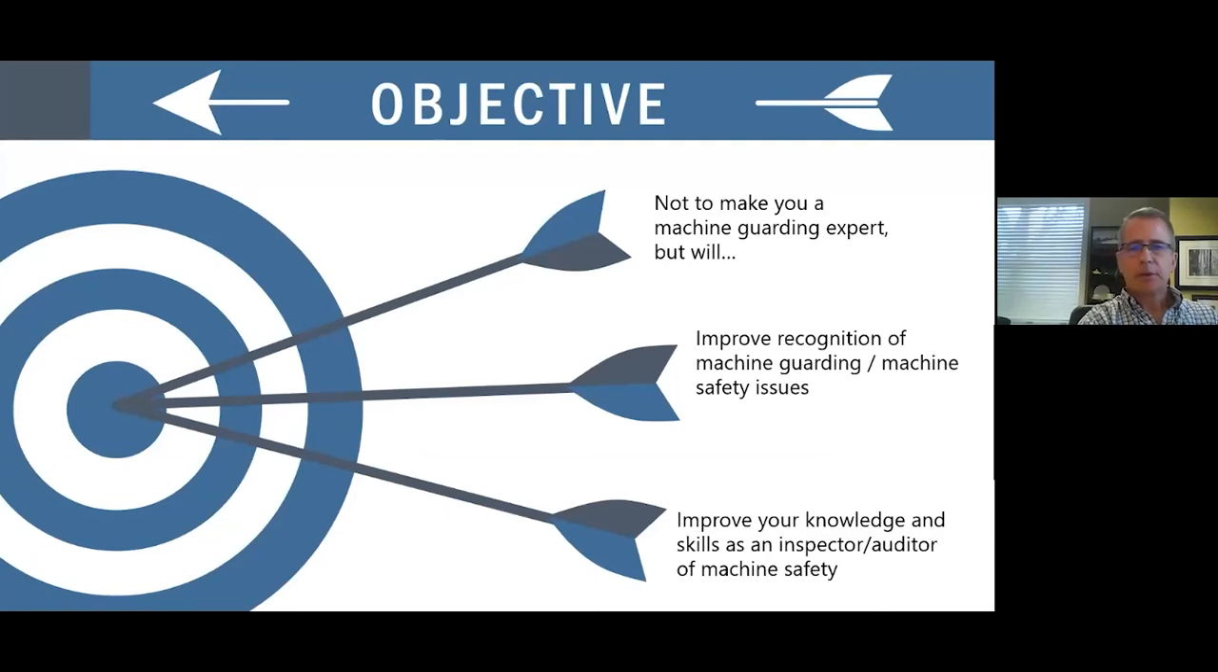Just to adjust expectations here, we're not going to make you a machine guarding expert by the end of today, but what we do want to do is improve your recognition of machine guarding hazards, types of machine guards, and some of the common issues we see with improper use of machine guards. Also improve your knowledge and skills as an inspector and auditor, specifically for guarding.